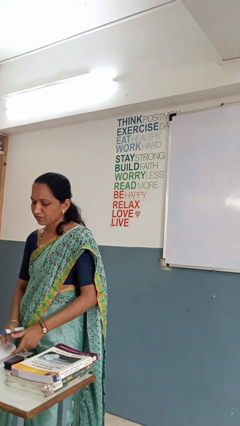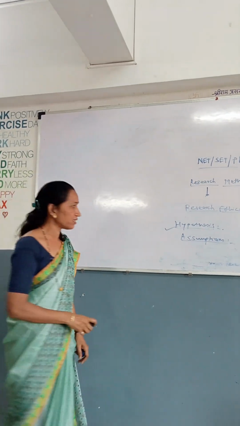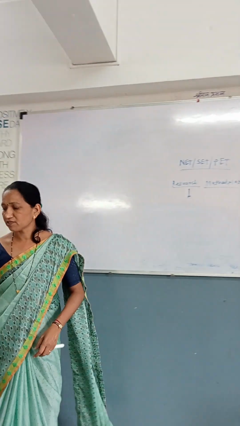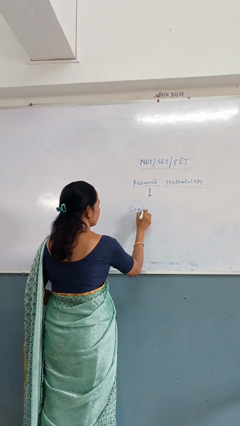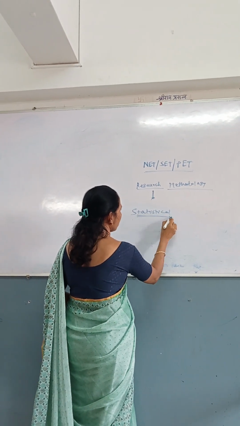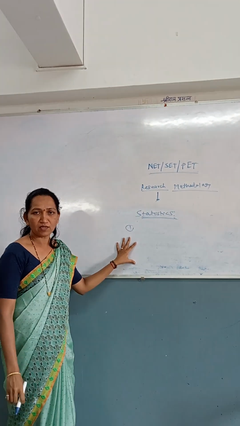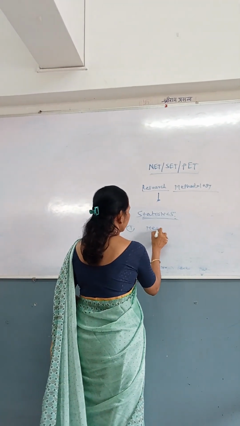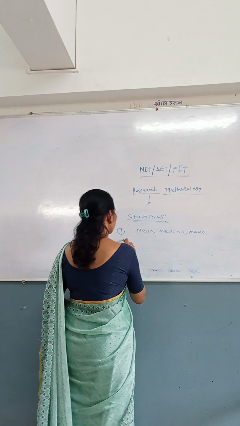Then some statistical points are also necessary for the PET exam. For NET SET all these topics are included here. The PET exam also includes all these topics. But another important area is the statistical topics. These topics are based on statistics. So which topics are included here? Mean, median, mode. These are the measures of central tendency. These topics are important for the exam.